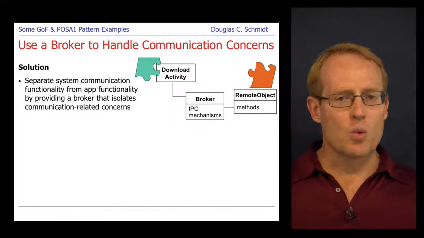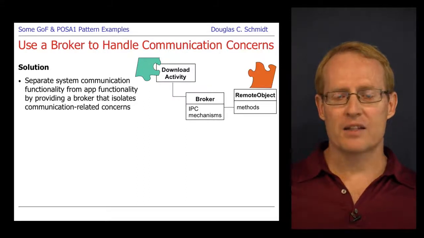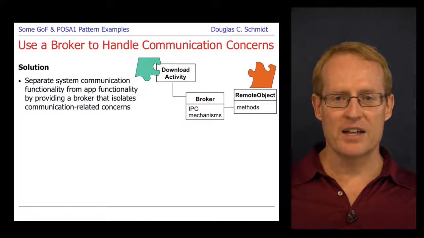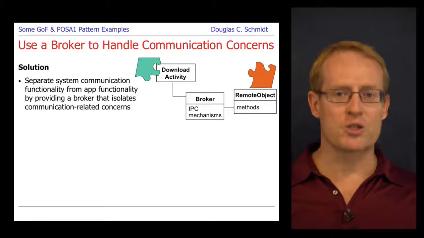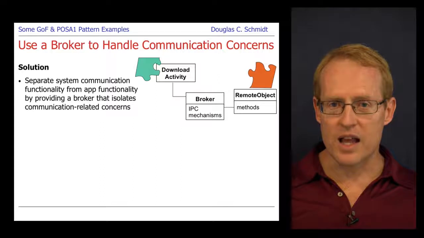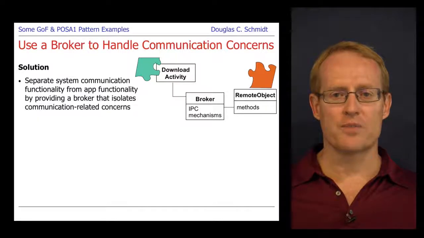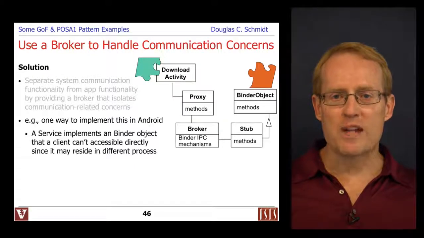So what's a solution? Well, one way to solve this problem is to separate out the system communication functionality, which is really an infrastructure concern, from the application functionality that actually handles the business logic. And the way to do this is to provide a broker that isolates the application part from the communication-related concerns. There's a variety of different ways to do this.